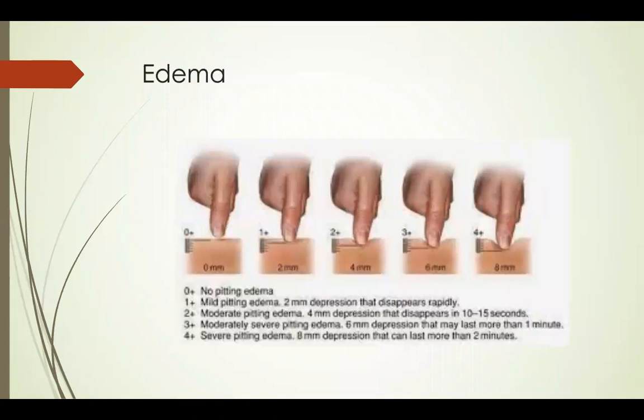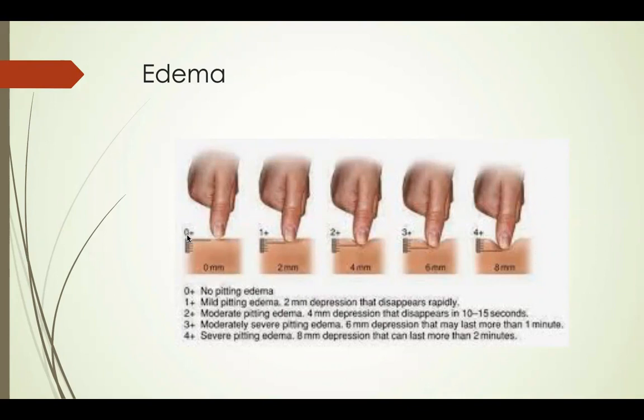So this is the edema chart. Now, the way I always say to remember what +2, +1 mean: if they have 0, 0 times 2 is 0, so that means it's 0 millimeters deep. If they have 1, 1 times 2 is 2, so it's 2 millimeters deep. If they have 2, 2 times 2 is 4 millimeters deep. 3 times 2 is 6. 4 times 2 is 8. So you really just double each one, and that's how many millimeters you're going to get.